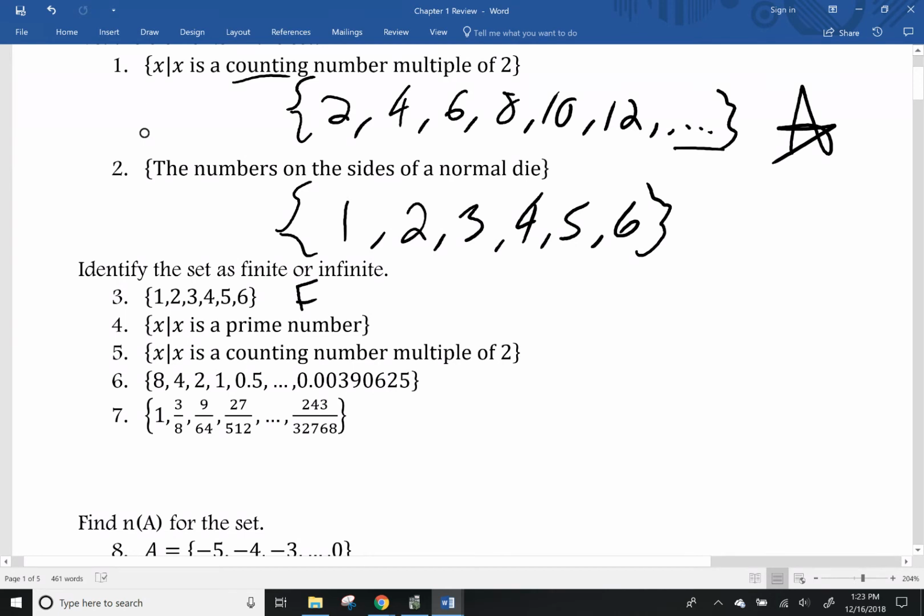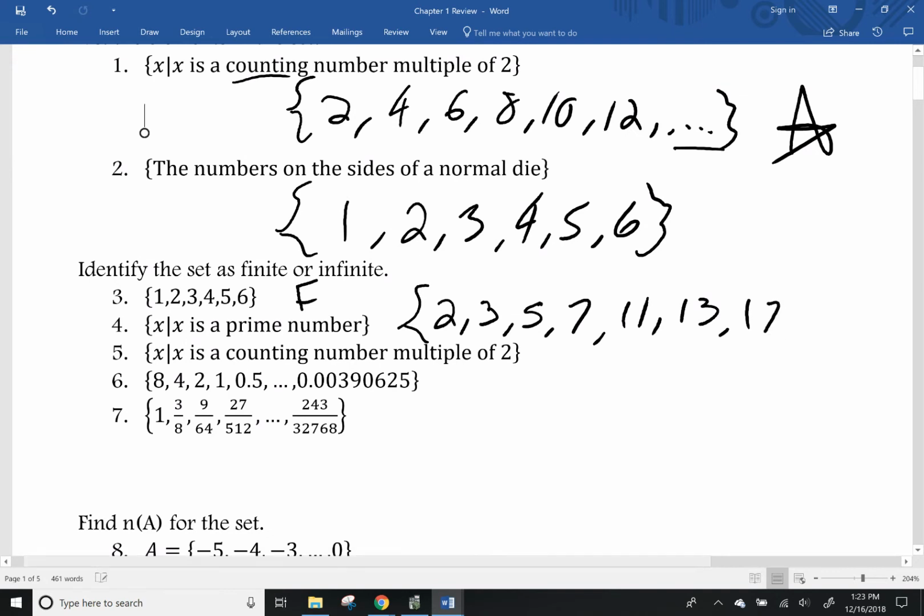Number 4, X is a prime number. Just so you understand what prime means, that set would be 2, 3, 5, 7, 11, 13. I'm trying to think of all the prime numbers. 17. Anyway, it's prime numbers, but there is no cap on prime numbers. That prime number list does indeed go on forever. So for that, we would call that an infinite set. So I'll just label it I.